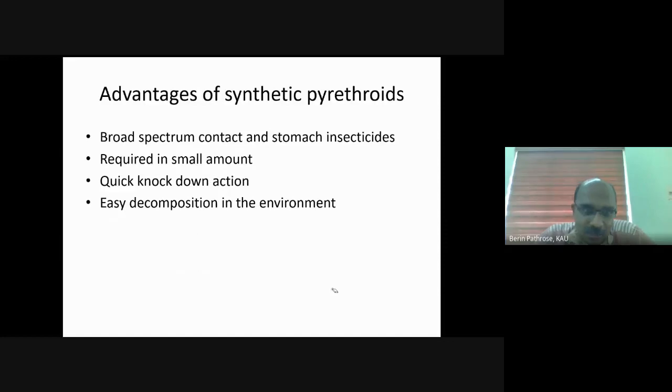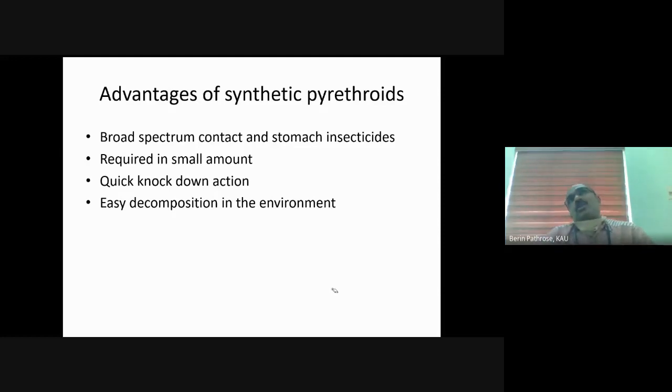And coming to synthetic pyrethroids, if you see the characters of synthetic pyrethroids, none of them are systemic in nature. All of them are contact poison and stomach poison. None of them has a systemic property. So that is one character of synthetic pyrethroids. And another thing is that they are required only in extremely small quantity.